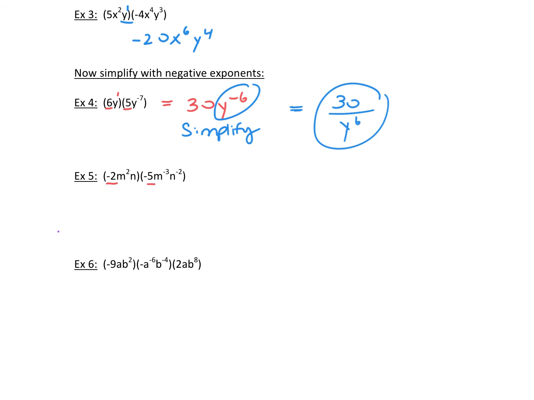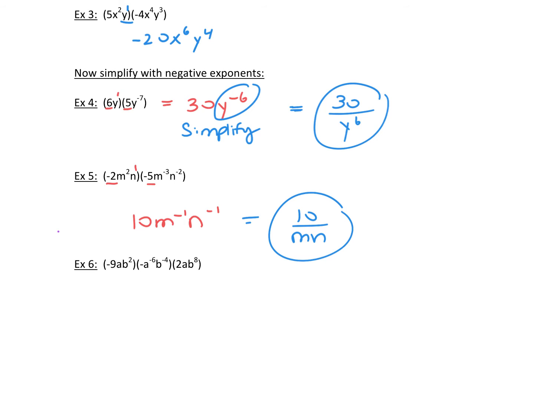Okay, same thing with example 5. We're going to multiply the coefficients. -2 times -5 is 10. And then base m, we're going to add the exponents. 2 plus -3 is -1. Base n, we're going to carry the n over. 1 plus -2 is -1. Everybody take a minute and simplify this. This gives us 10 over mn.